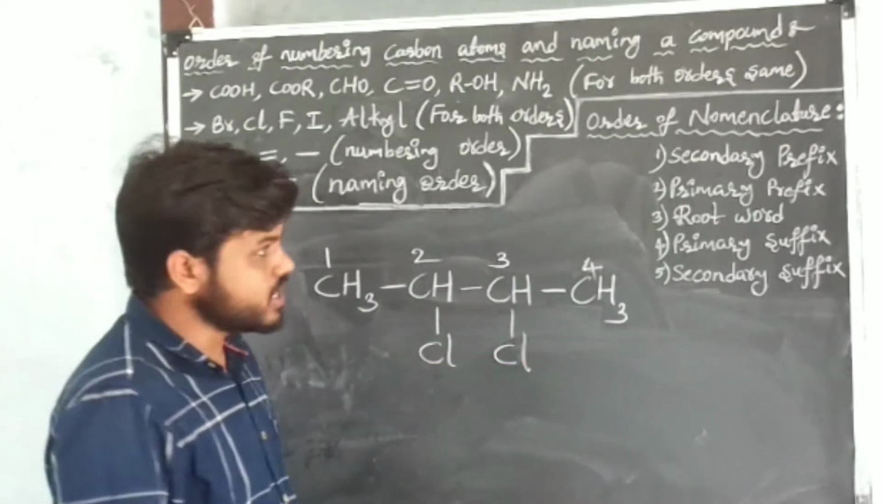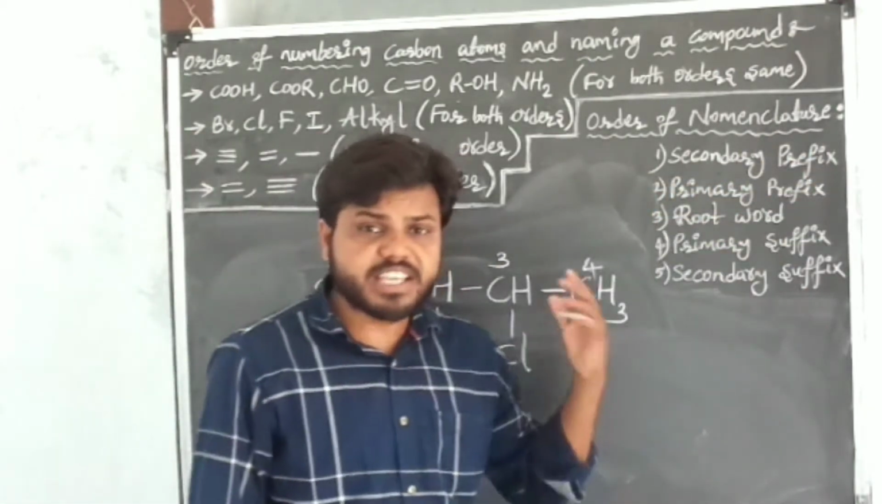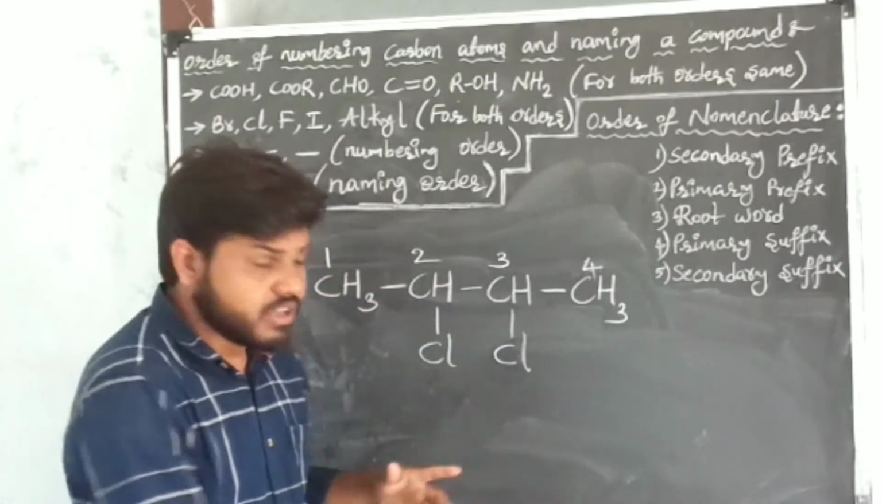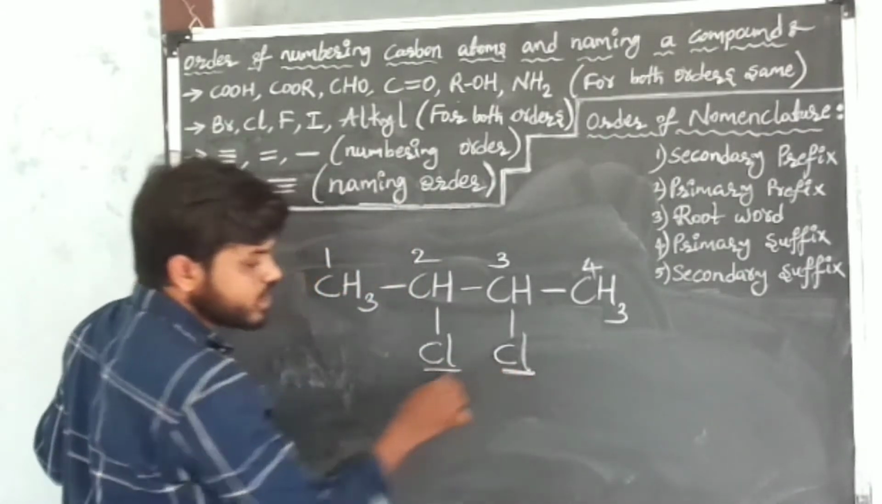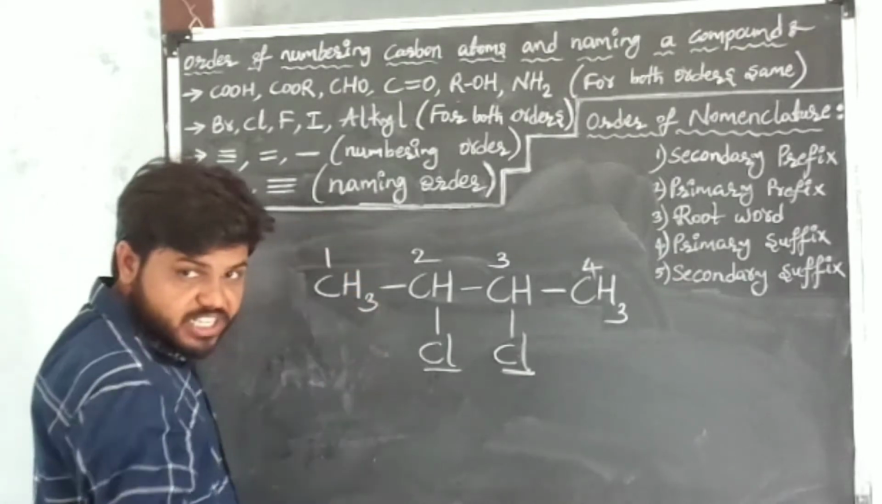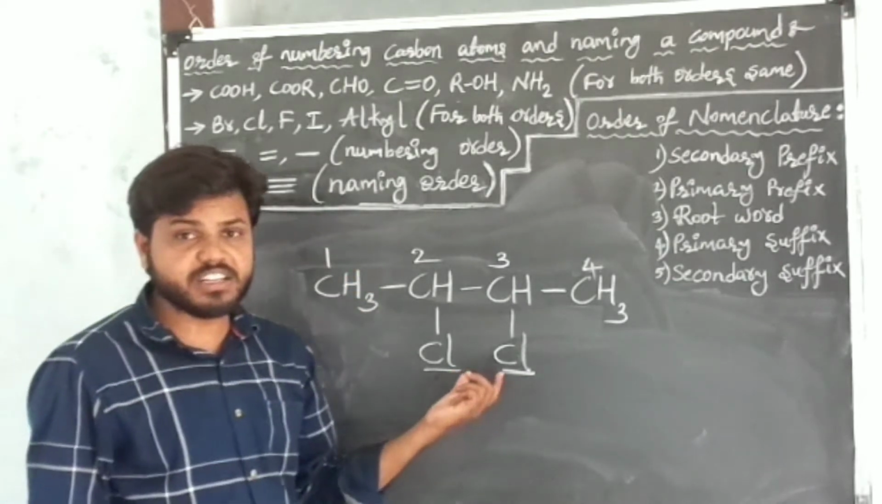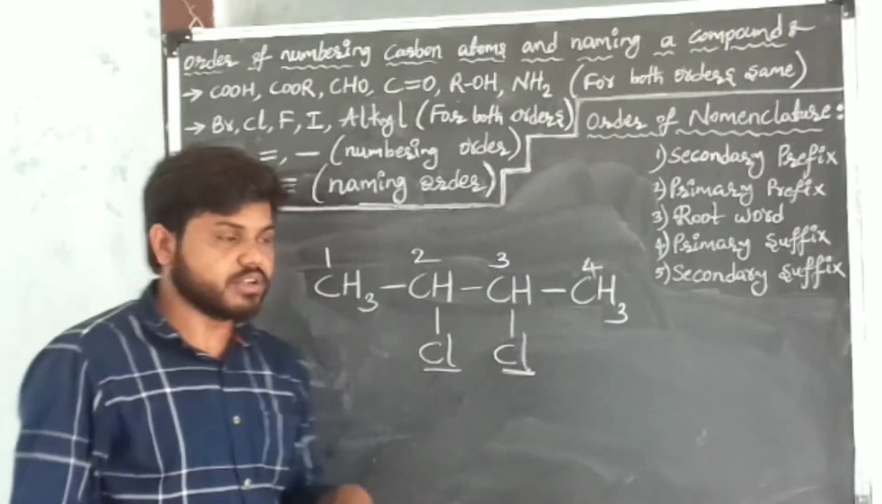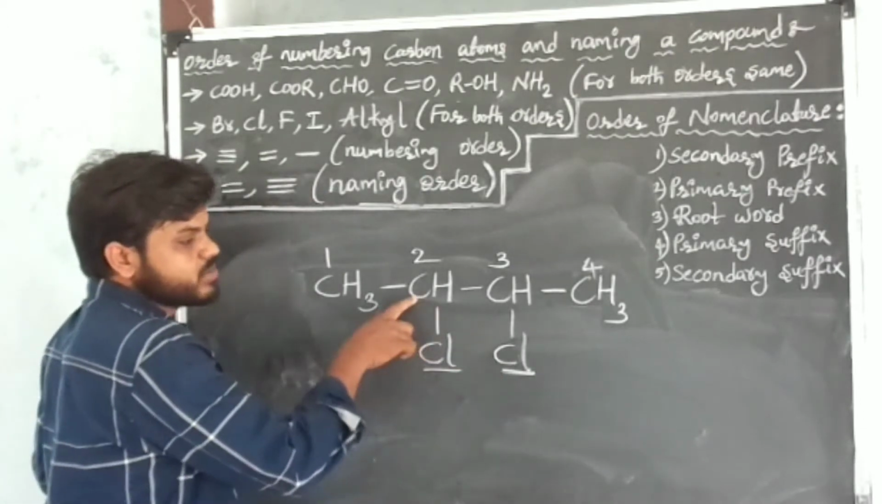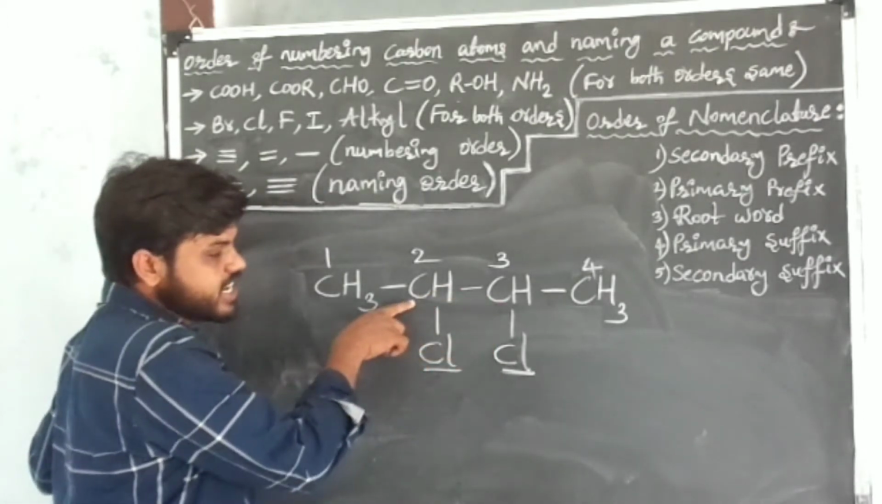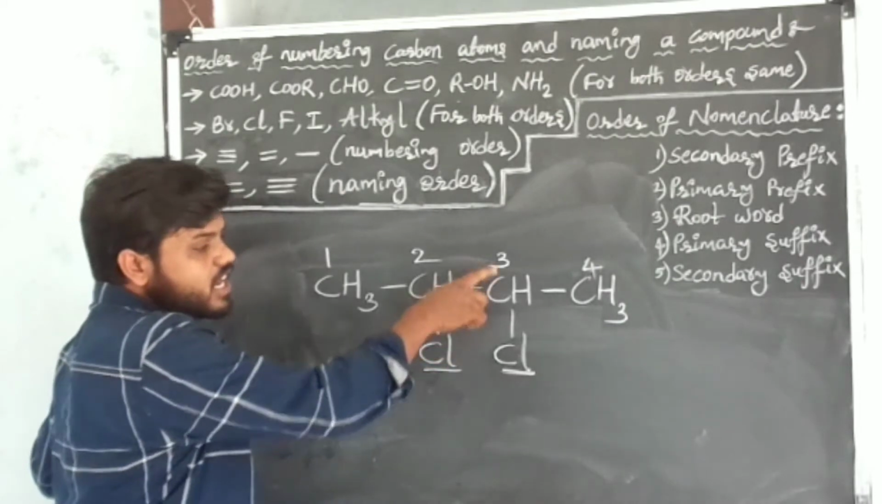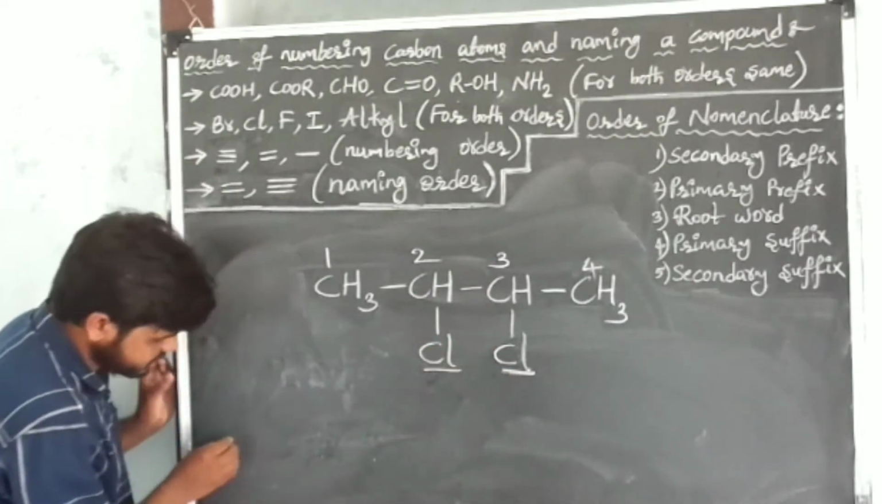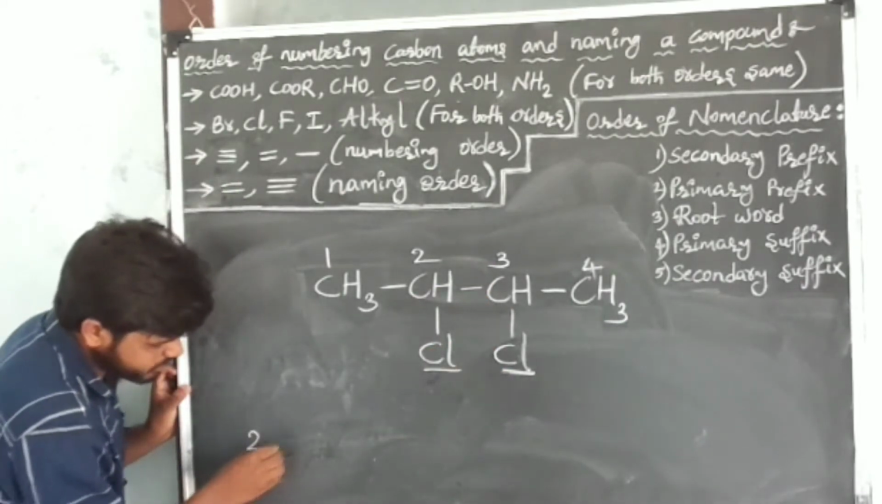After giving numbers, write the secondary prefix. What are the secondary prefixes here? Chlorines. First write the position of each chlorine atom, then how many times it is repeated, and after that the prefix of chlorine. At the second carbon there is one chlorine, at the third carbon another chlorine. First write the positions. I am writing positions 2, 3.